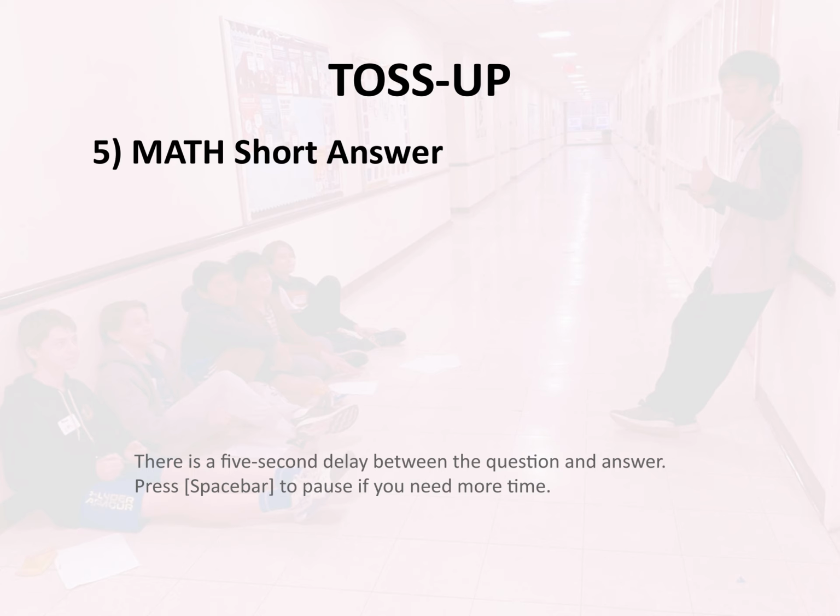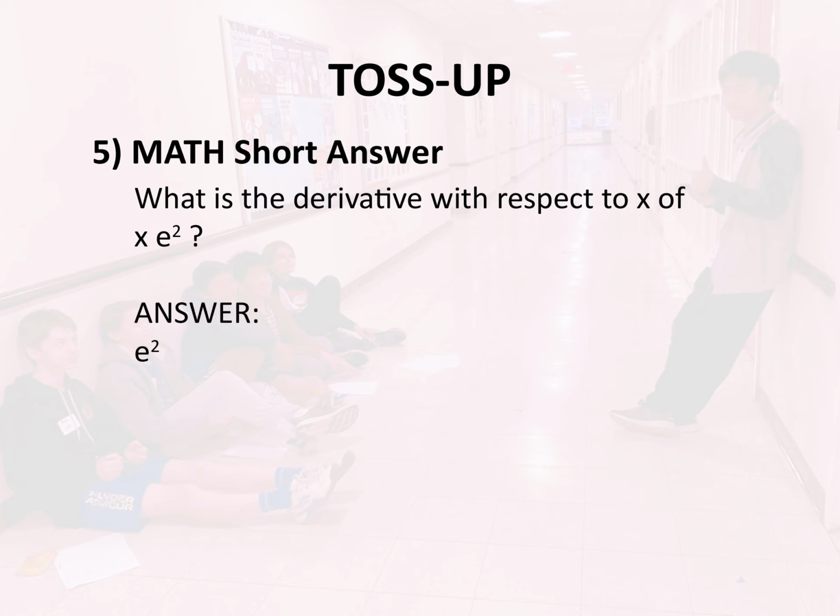Toss-up 5. Math. Short answer. What is the derivative with respect to x of x times e squared? Answer. e squared.